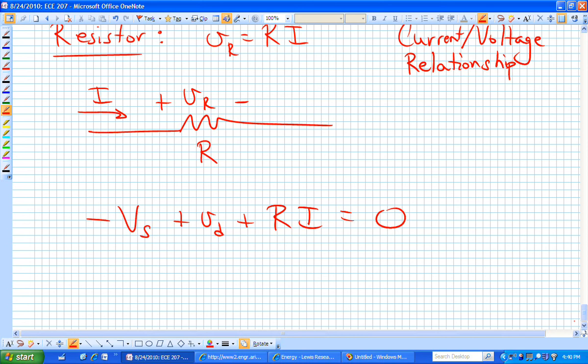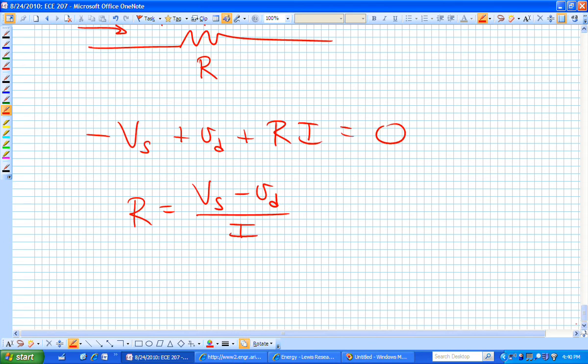If we do that, we can take V sub S to the other side and V sub D to the other side and divide by I. That's simply algebra. If we pick some typical numbers, suppose we did have a 9-volt battery. V sub S is 9. And maybe the forward voltage on that diode is 1.7 volts.